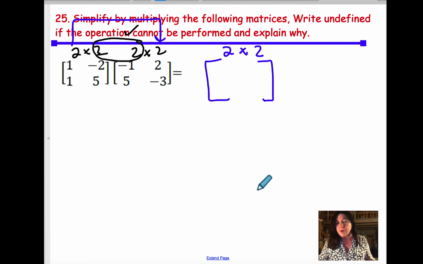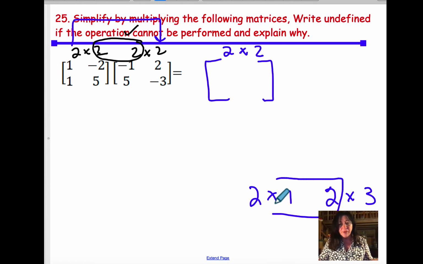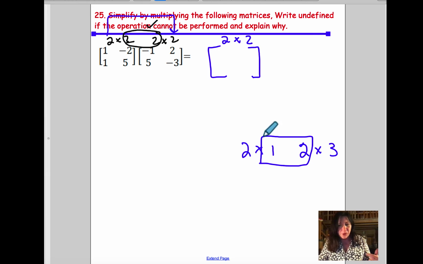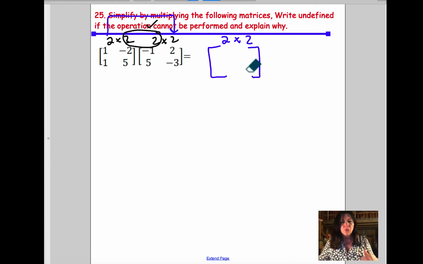And keep in mind, if I had a 2 by 1, and I'm multiplying that 2 by 1 times a 2 by 3, if these inner values do not match, there's no multiplication happening. You're done. You can't do it, okay? All right, so row by column. Okay, so now in order to find this, remember, this is row 1, this is row 2. And then you go over here.